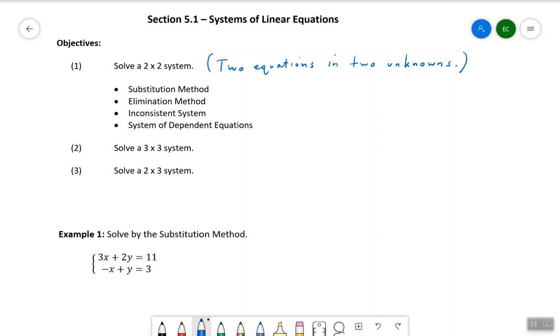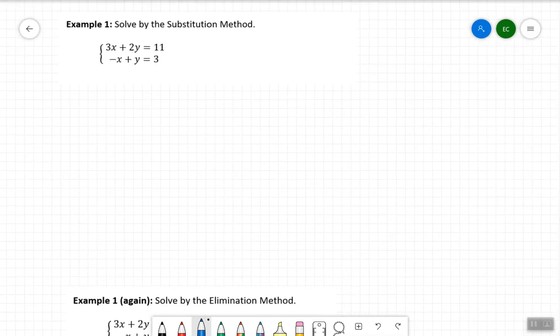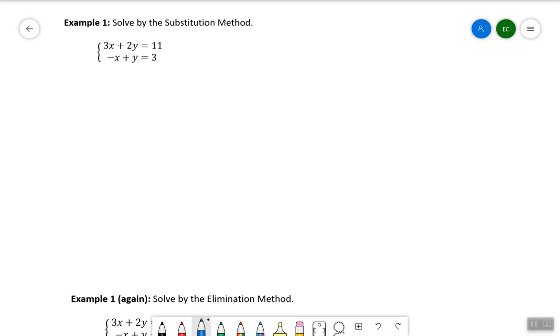And we're looking at example 1. We have the equation 3x plus 2y equals 11. And another equation, negative x plus y equals 3. We know that these are linear equations because each variable is raised to the first power. So what does the substitution method tell us to do? In the substitution method, we're going to solve one of the equations for one of the variables, and then we're going to substitute that result into the other equation.